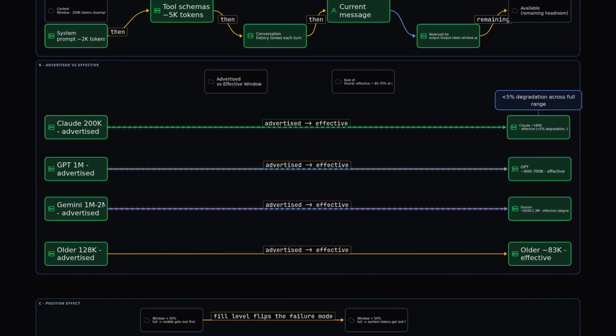Among the big three, Claude's 200K window is the most efficient, less than 5% degradation across its full range. Gemini has the largest window but degrades earliest. GPT sits in the middle. Bigger window does not equal more reliable context. Often the opposite.